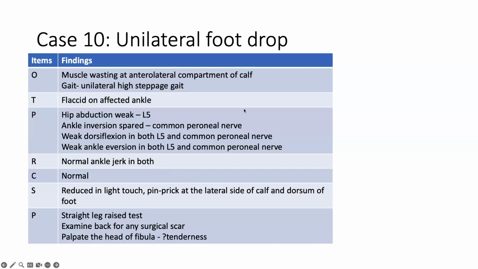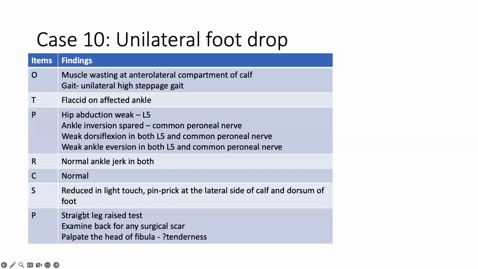The question now usually in PACES is that you want to differentiate between L5 radiculopathy versus common peroneal nerve palsy. If you have a weak hip abduction, then it's likely L5. If ankle inversion is spared, it's likely common peroneal nerve. Weak dorsiflexion doesn't differentiate, and weak ankle inversion doesn't differentiate. So ankle inversion is the most useful sign that would differentiate between L5 and common peroneal nerve palsy. Sensory, you might have reduced light touch at the lateral side of the calf and dorsum of the foot.